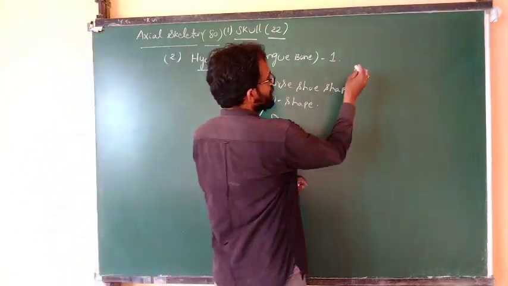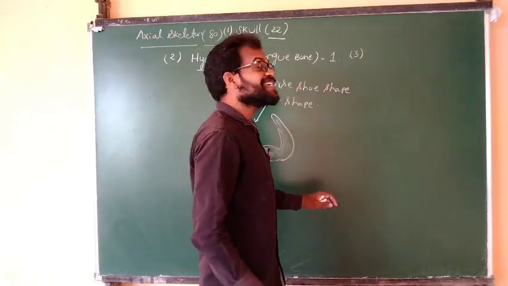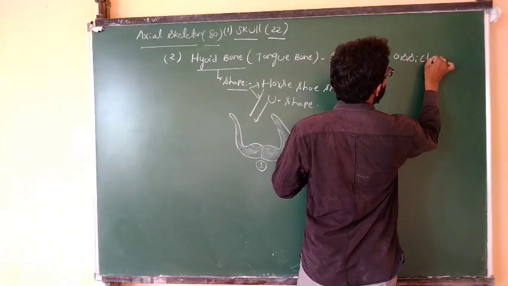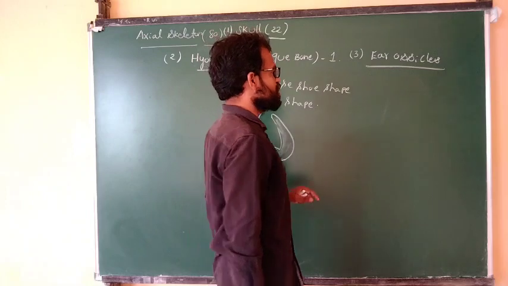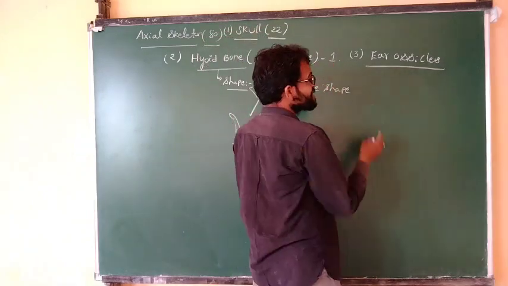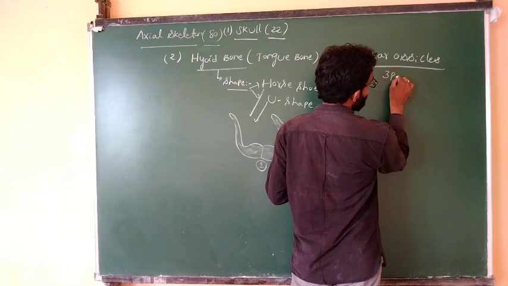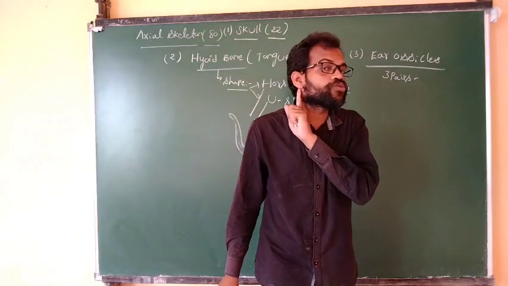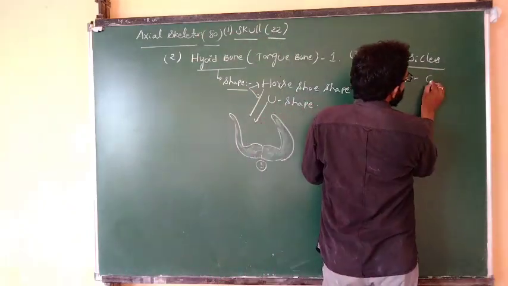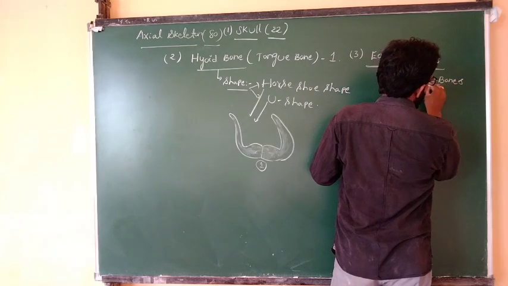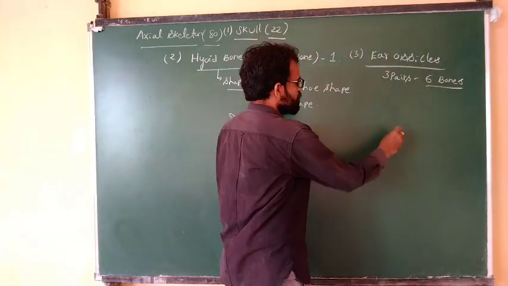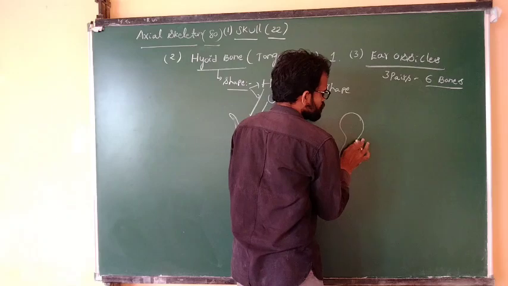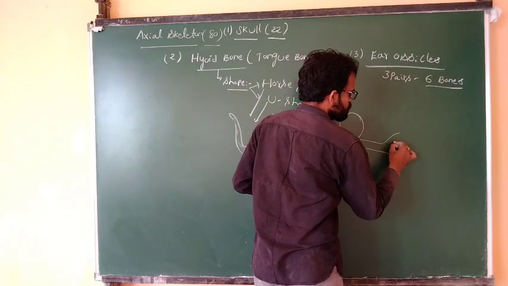Coming to the next important one, that is nothing but the ear ossicles, the ear bones. If you observe the ear, what bones are present in the ear ossicles? How many pairs? 3 pairs. Ear 3 bones, ear also 3 bones. The total is 6 bones. How many bones are present in the ear ossicles? 6 bones.